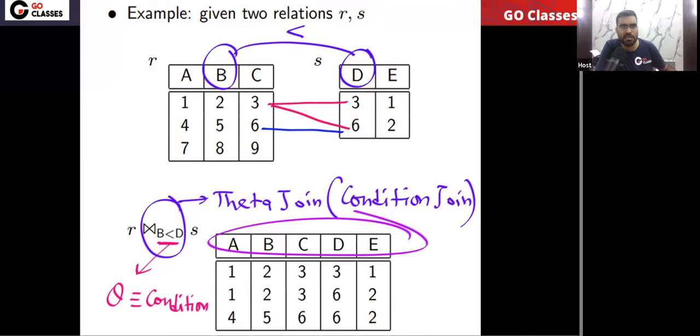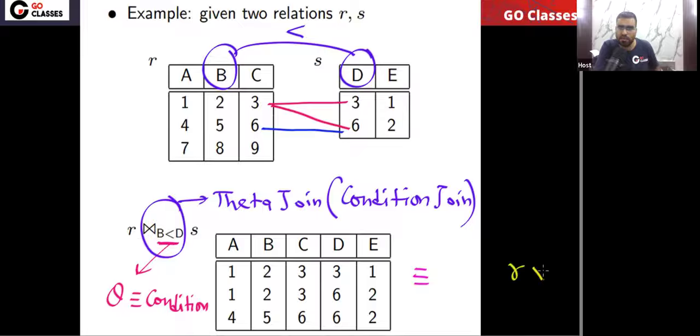And you can see this is the schema. So very simple. The idea is very simple. The same answer you will get for which query? If you do R cross S first, and then you select tuples where B is less than D. Okay, correct? So this query will also give you the same output. You can check. Anyway, let's move on now.